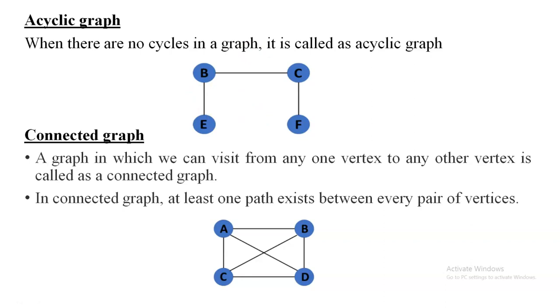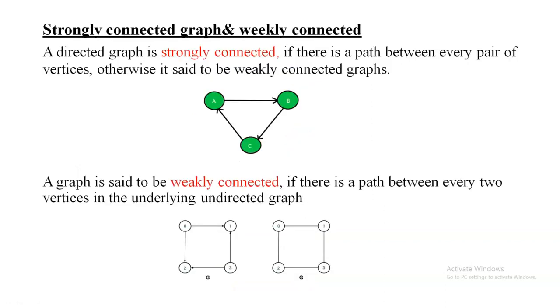Then connected graph. Connected graph is where the graph is completely connected. You can travel from one vertex to the other vertex. Whatever the vertex you're starting from, you can travel to all other vertices. So that type of graph will be called as a connected graph.